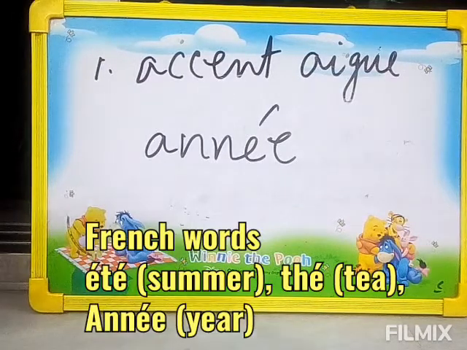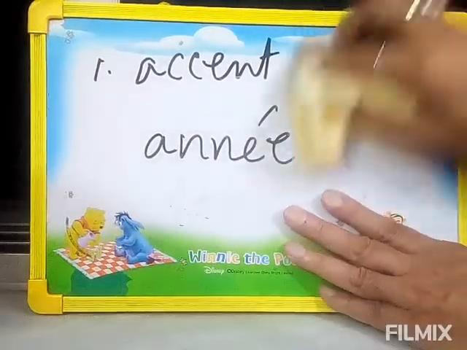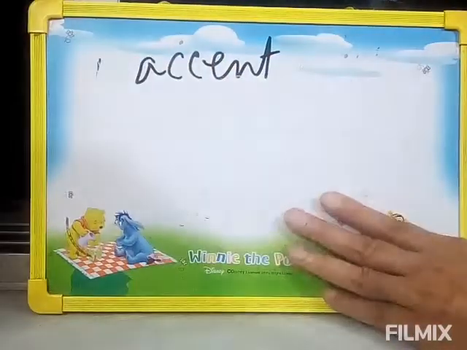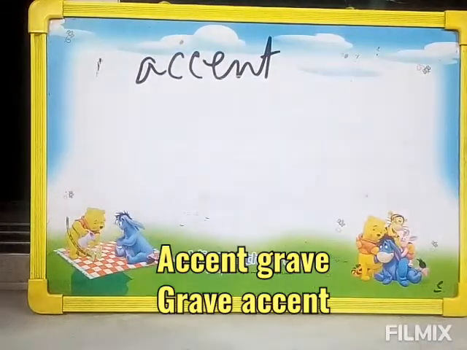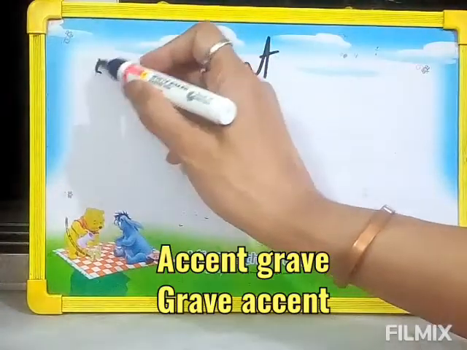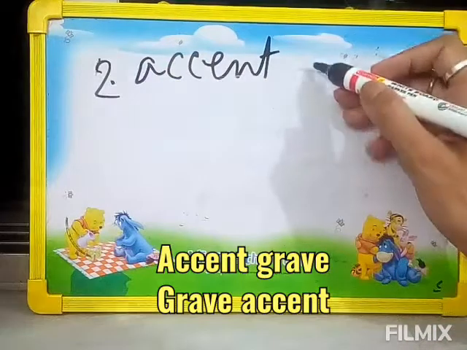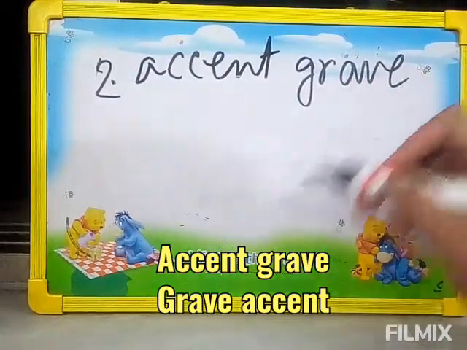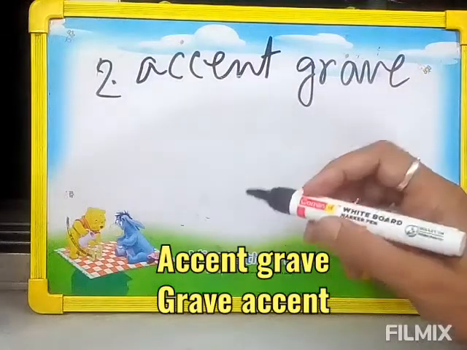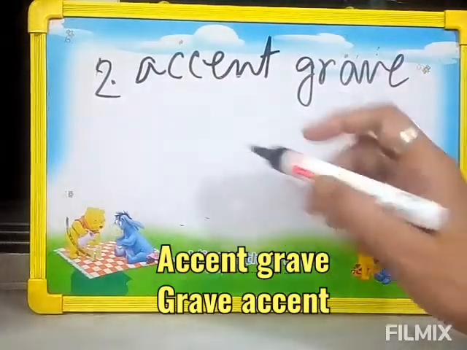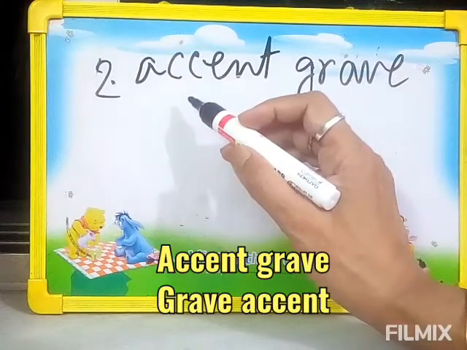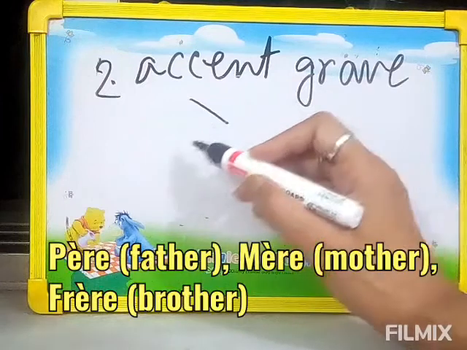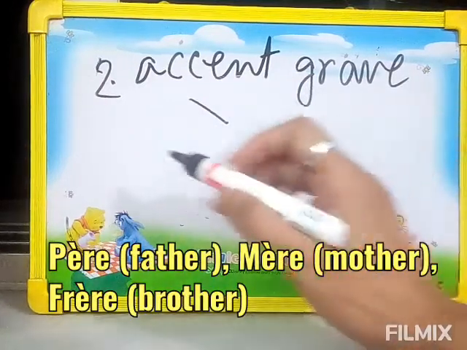Now I am coming to the next accent, accent number 2, that is accent grave. It is the grave accent. The first one is the acute accent, the second one is the grave accent. It is a straight line aligned on the opposite side, the left hand side. This is the structure of the accent grave.